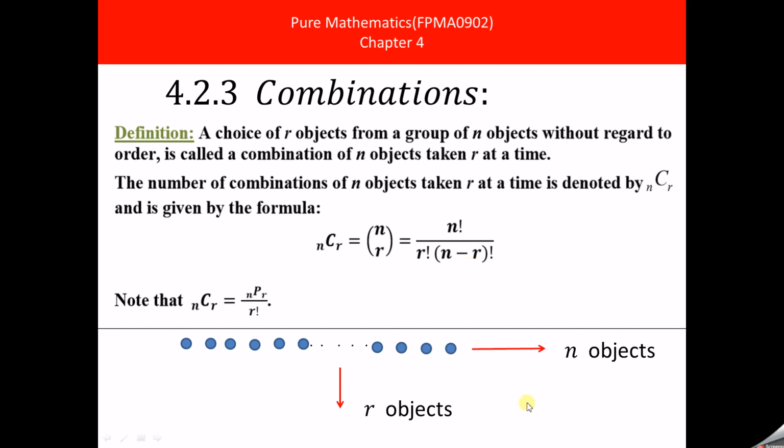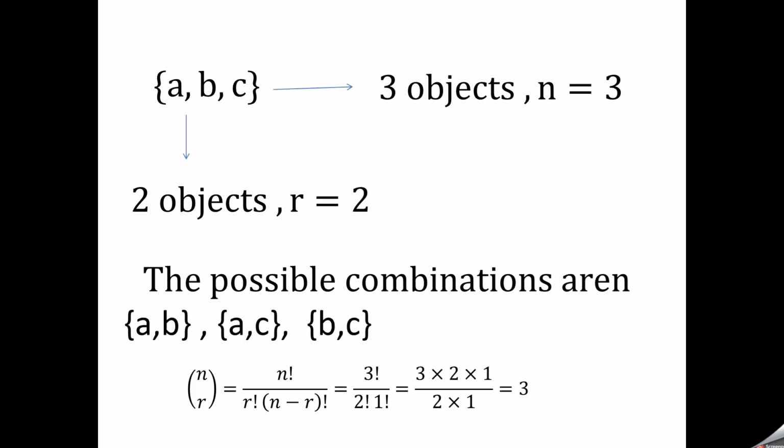So here the selection is made without considering the order. That means it is simply a collection of r objects from a set of n objects. To understand this, let us look at an example in the next slide.